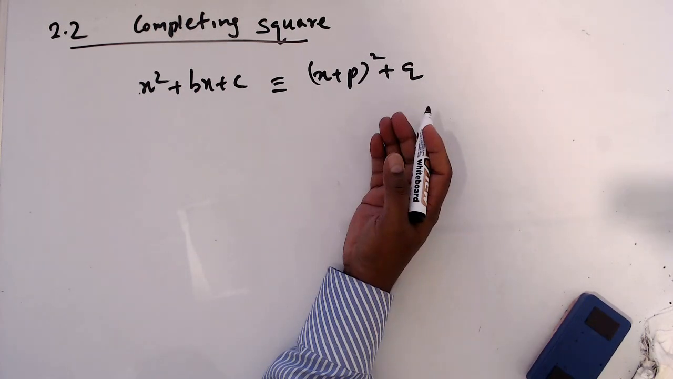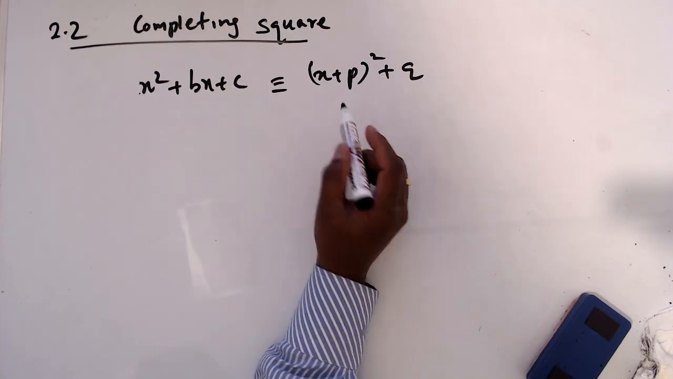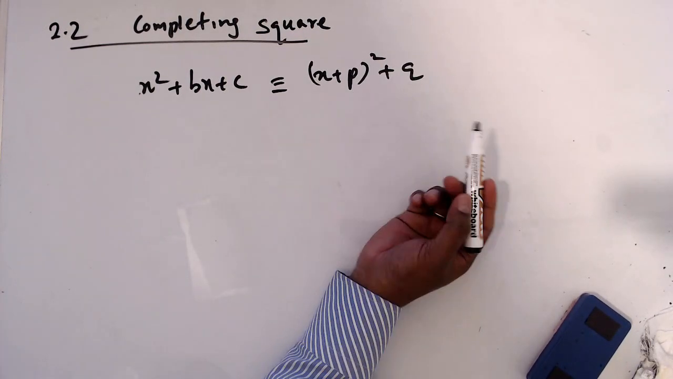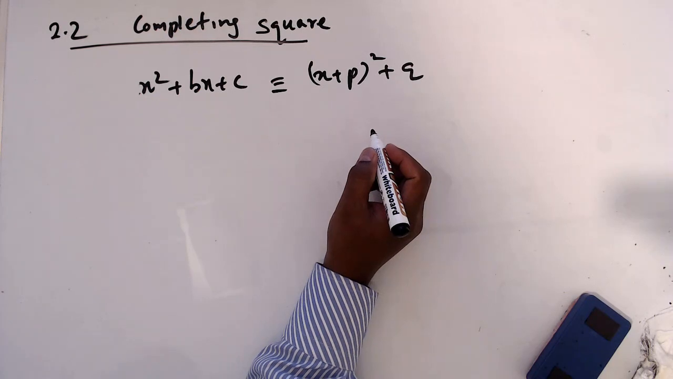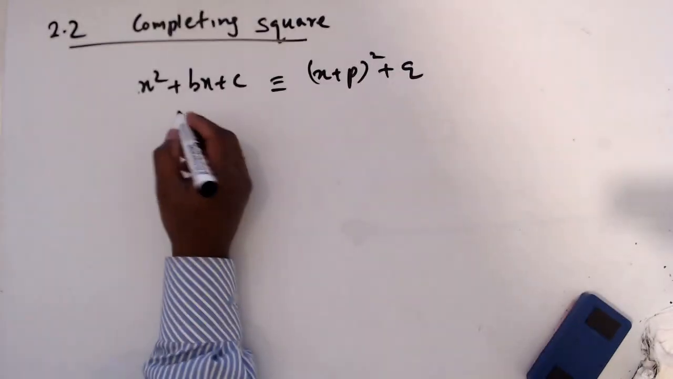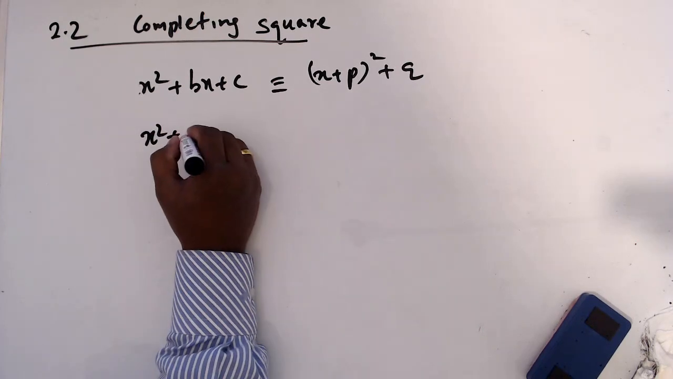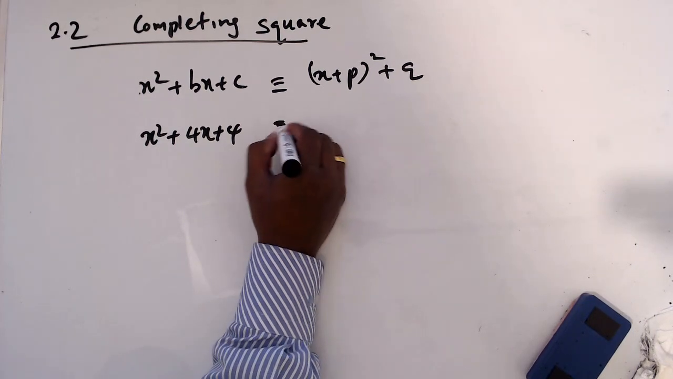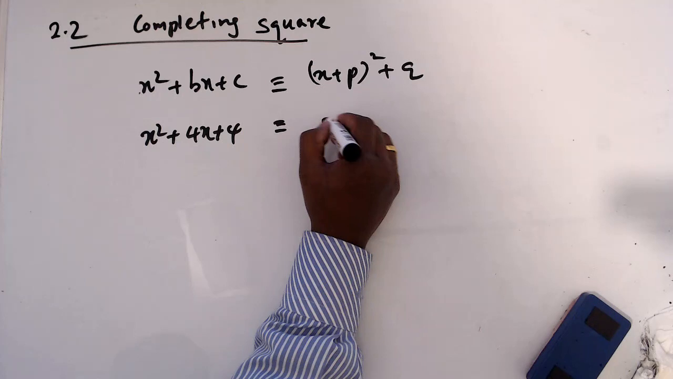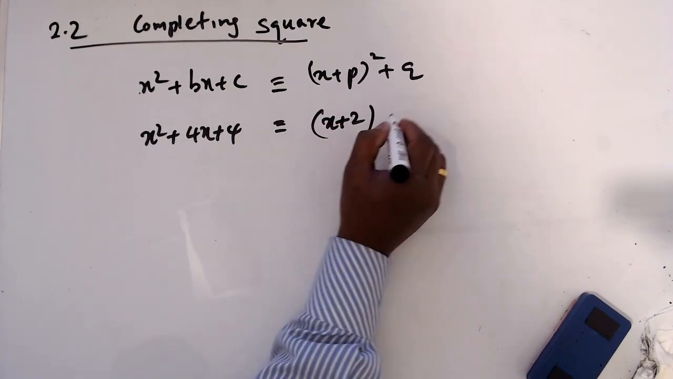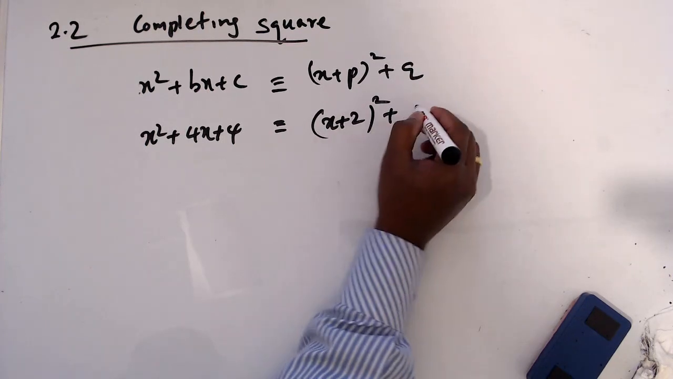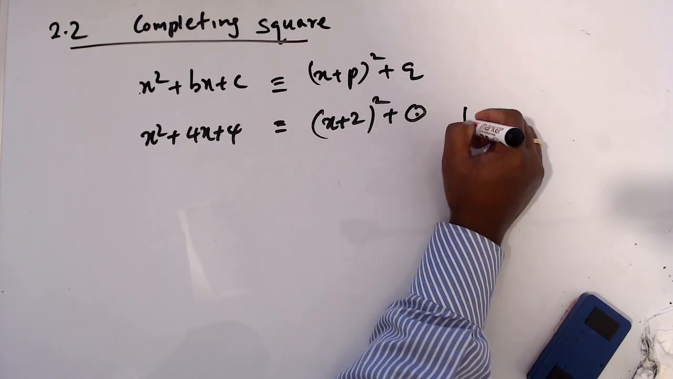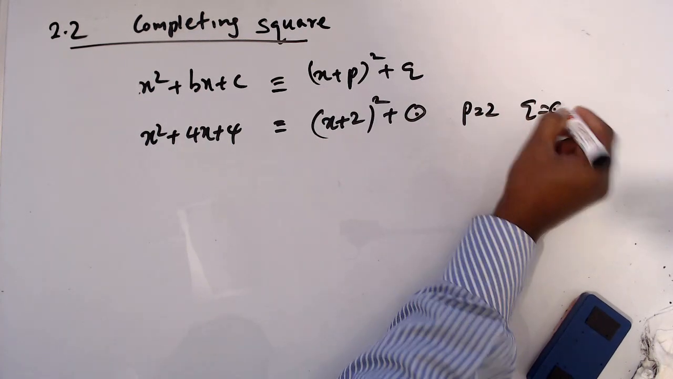Simply, after completing the square, we can see x squared plus bx plus c in this form. Now we'll discuss an example. Okay, x squared plus 4x plus 4. So we can simply write, what is this one? (x plus 2) squared plus 0. So the p value is 2 and the q value is 0.